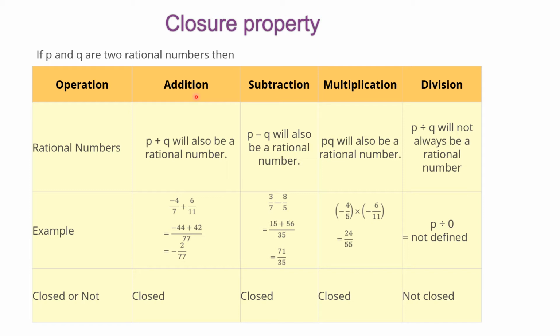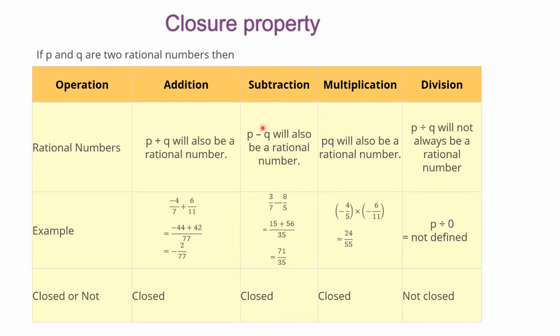If we add two rational numbers and the result is a rational number, then yes, it is closed under addition. So let us check. For example, we will check for addition. I have taken two numbers, minus 4 upon 7 and 6 upon 11. When we add them, the result is minus 2 upon 77. Minus 2 upon 77 is again a rational number. We add two rational numbers and the result is again a rational number. So yes, it is closed.